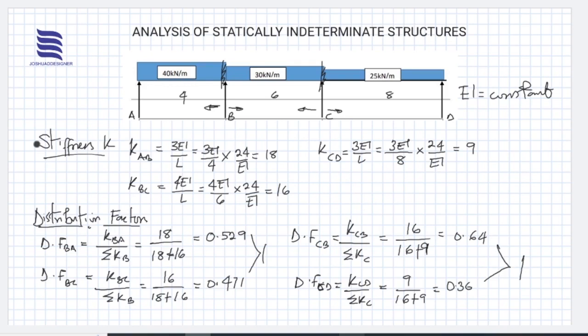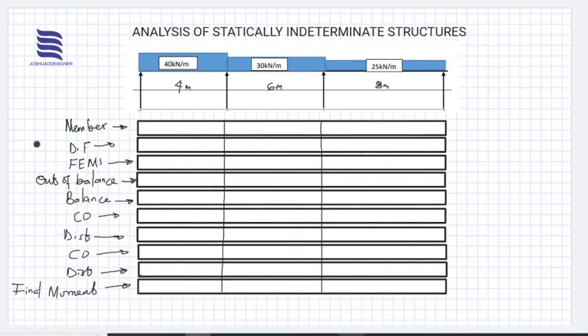Now that we have obtained all these values, we can now return to our iteration table where we'll be able to have the moment distribution. Then we'll be through with it in a very simple and quick way, right? So we can actually have our supports as we have been having A, B, C, D. So this will be member AB, member BA, member BC, member CB, member CD, and member DC. So quickly we have to input our distribution factors as obtained in the previous slide.